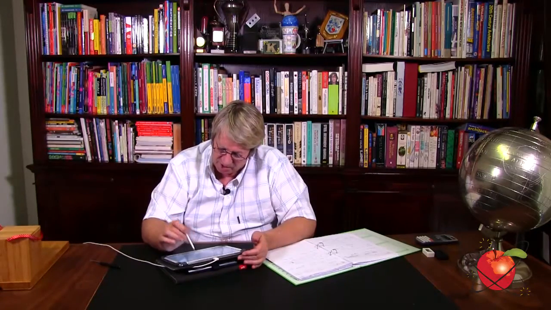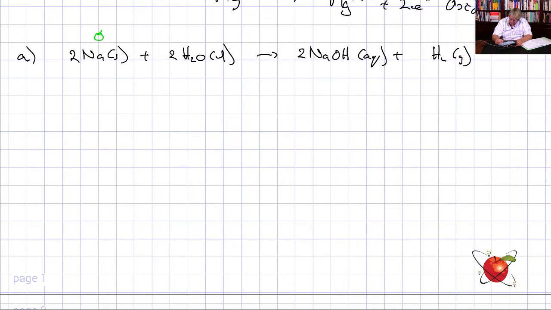Let's assign oxidation numbers to this, because we need to see if it's a redox reaction or not. I'm just going to stick with green for the moment. This is an element, so it's a 0. I always go through and do my elements first. Oxygen here is -2. Over there, hydrogen is +1 times 2 of them, so +2. H is +1, O is -2, and on this side, we've got a +1.